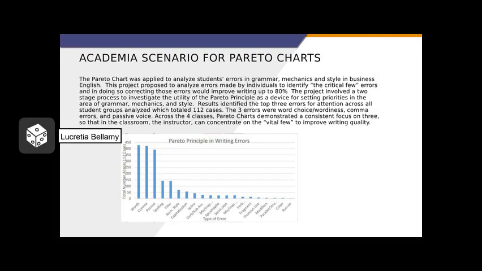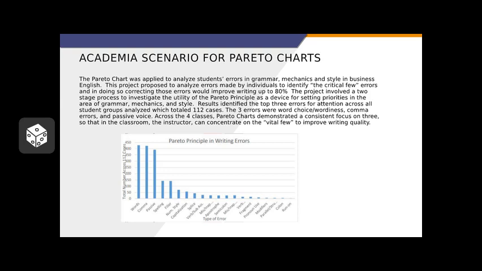Within the slide, I will discuss an academia scenario which utilized the Pareto chart. The Pareto chart was applied to analyze students' errors in grammar, mechanics, and style in business English. This project proposed to analyze errors made by individuals to identify the critical few errors, and in doing so, correcting those errors would improve writing up to 80%. The project involved a two-stage process to investigate the utility of the Pareto principle as a device for setting priorities in the area of grammar, mechanics, and style.